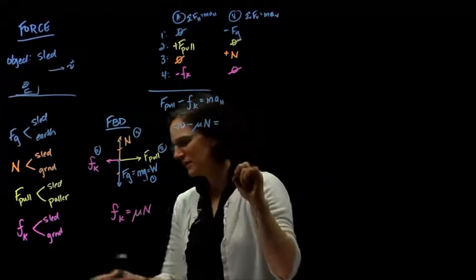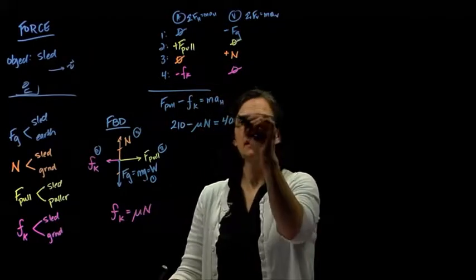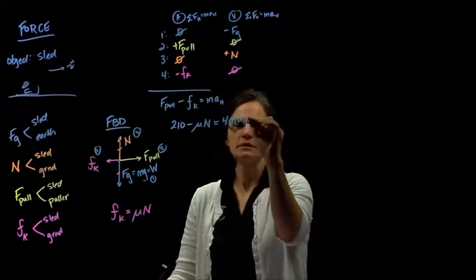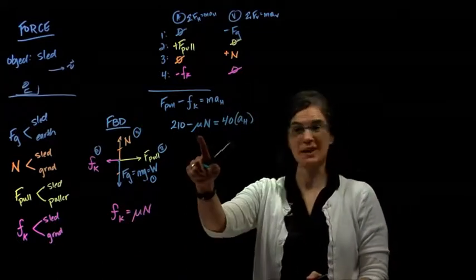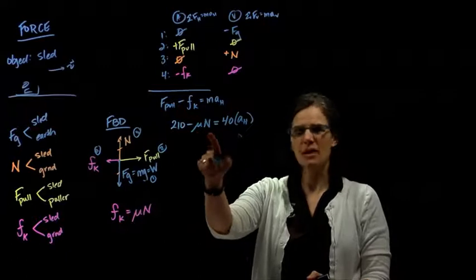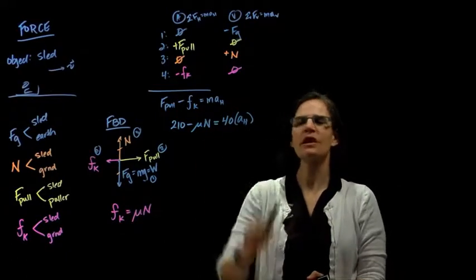The mass of the combined sled and person is 40, and I don't know the acceleration. So I'm missing a lot of variables. One I know I'm missing, it's the one I want. But I'm also missing the normal force and the acceleration. So let's see if we can find the normal force.